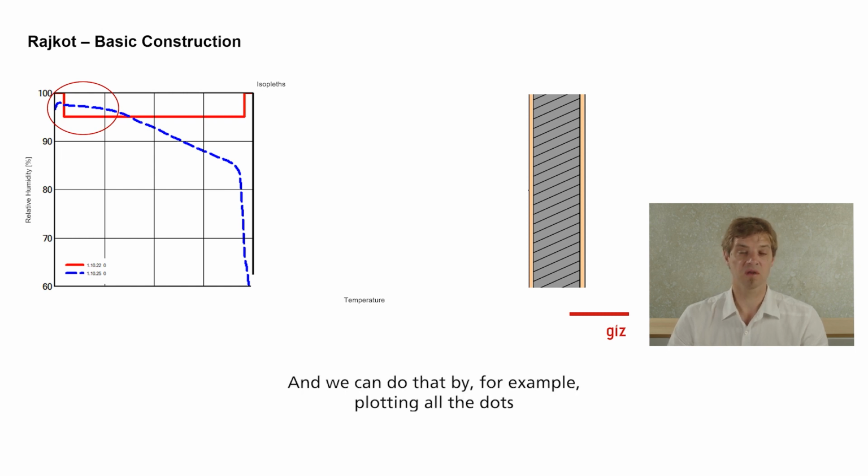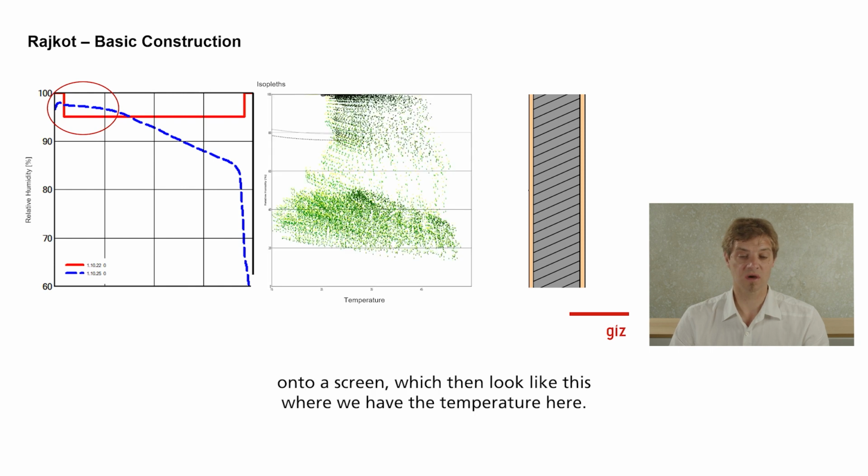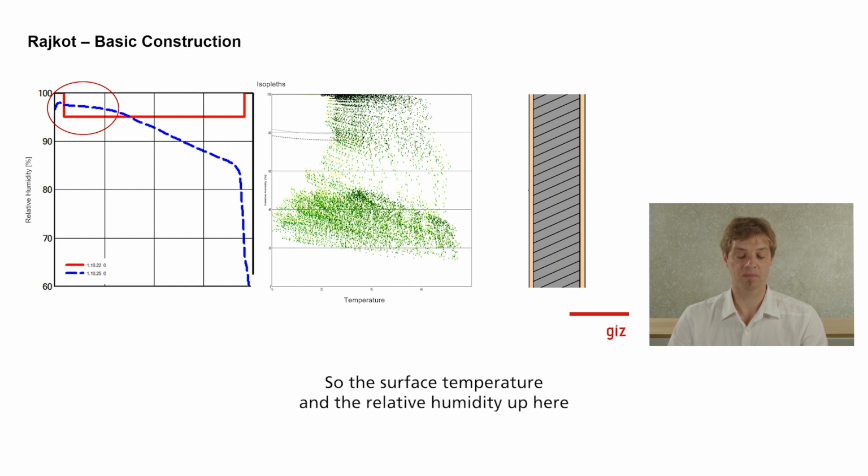And we can do that by, for example, plotting all the dots onto a screen, which can look like this, where we have the temperature here, so the surface temperature, and the relative humidity up here. And what we see is that there's quite a span of points, and the dark points are the end of the simulation. So what is blue here is also black here. And then there are two lines in it.